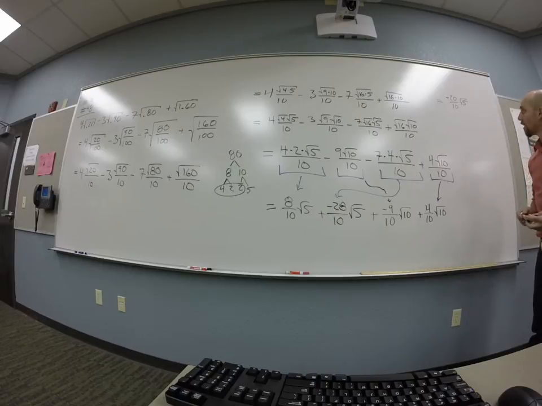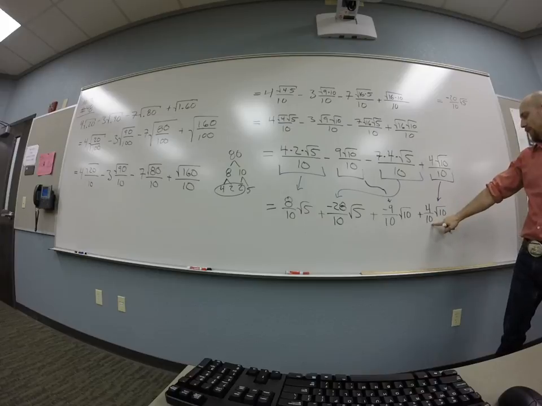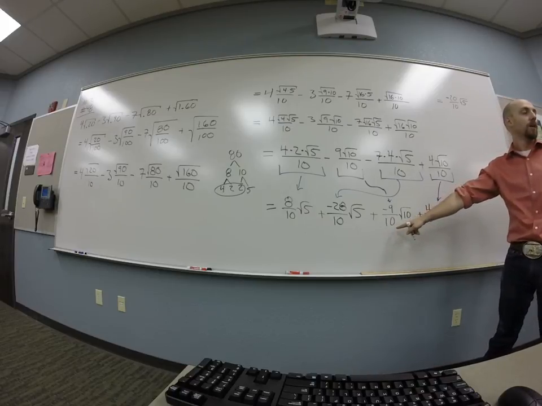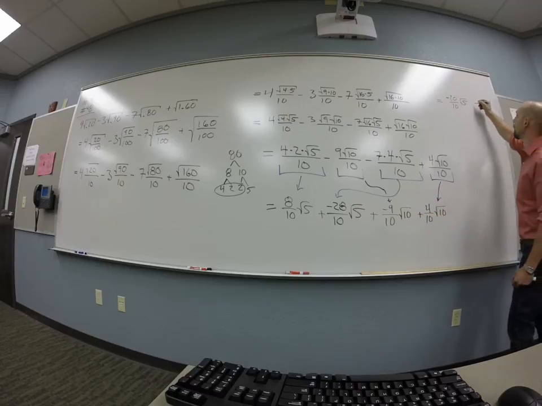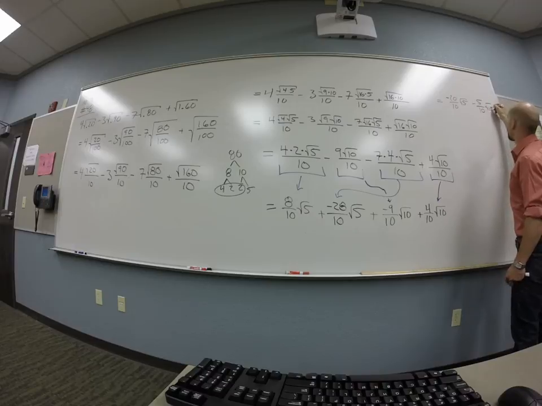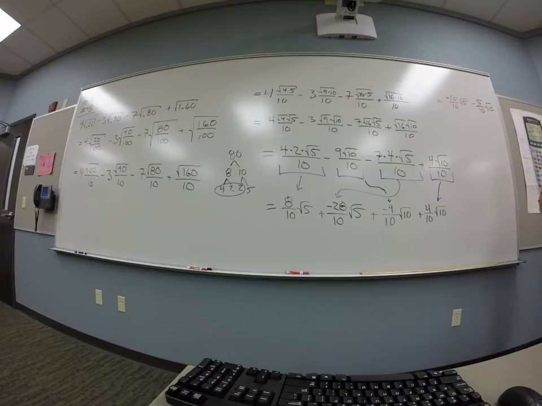Okay. And then the root 10s, how many of those are there? You guys see that? You've got 4/10 of a root 10 here, and then somebody comes along, takes 9/10 away. You have a debt of 5/10 root 10. And that's it. Almost.